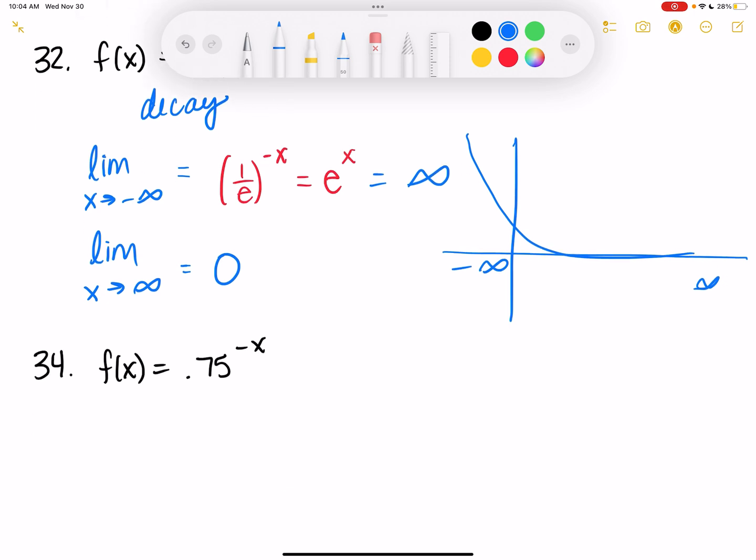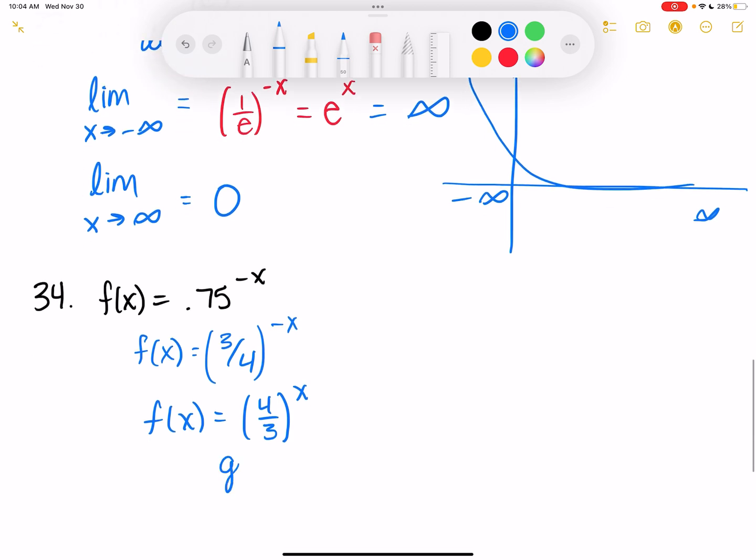You were right initially, Peyton. So 0.75 as a fraction is 3/4. So this is 3 over 4 raised to the negative x. What does a negative exponent do? For it to be exponential, it's got to be a positive exponent, so it flips things. So f of x equals 4 over 3 raised to the x. It's a fraction, but what kind of a fraction? Improper, meaning it's bigger than 1. So this is a growth function.